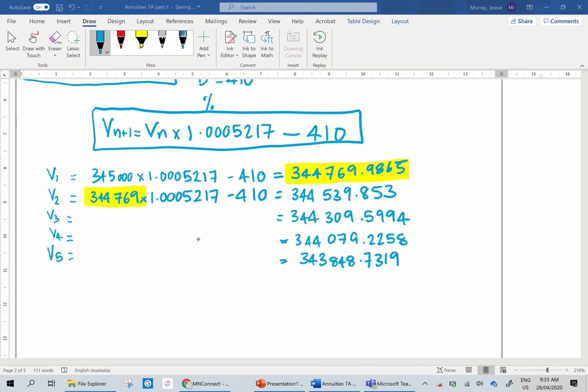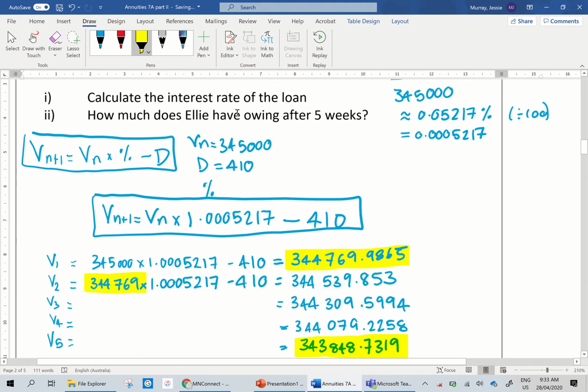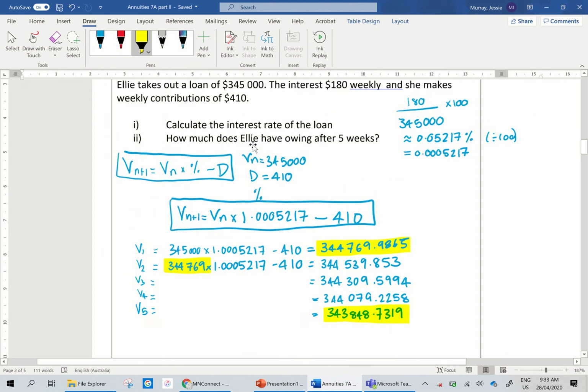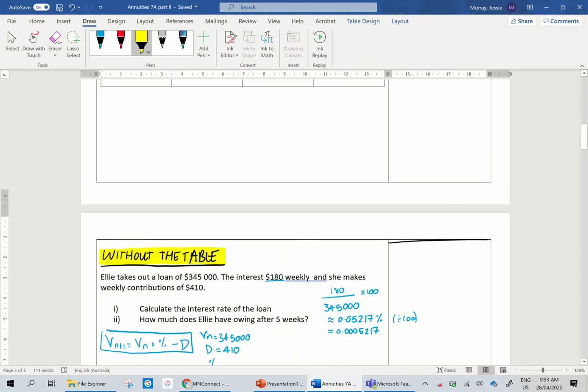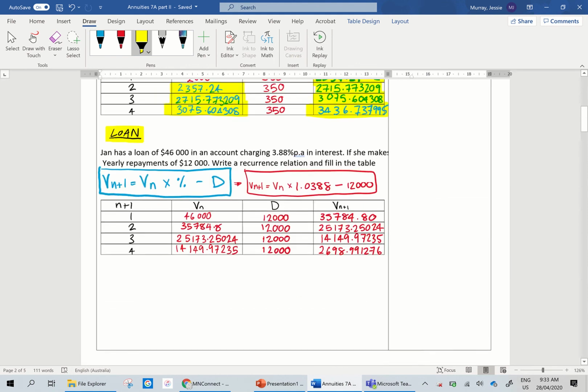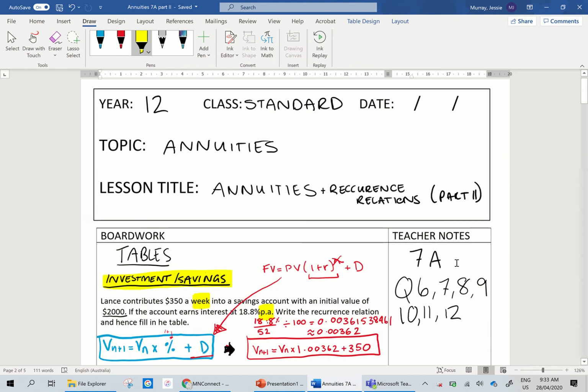So therefore, at the end of 5 weeks, Ellie still has this amount here, $343,848.73 owing on her account. Okay guys, so that is going to lead you perfectly into the rest of exercise 7A, questions 6 up to 12. I think it goes further than question 12, but you can definitely go further than that if you want a bit more of a challenge.